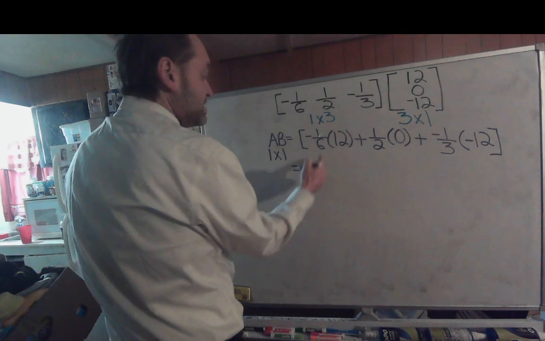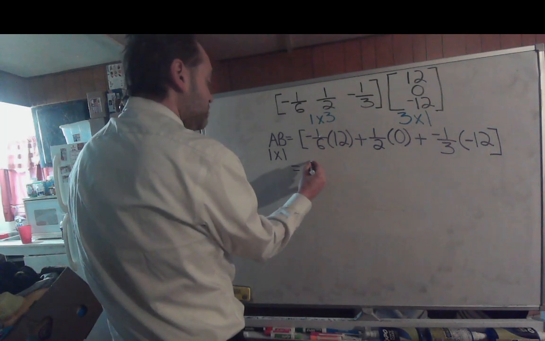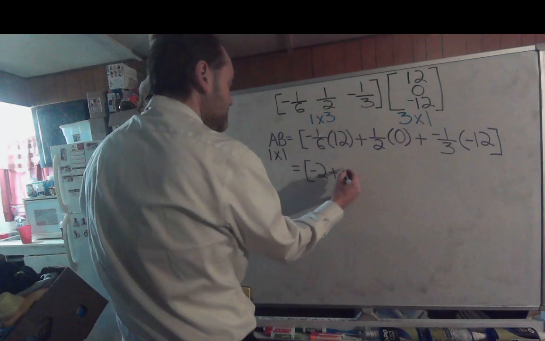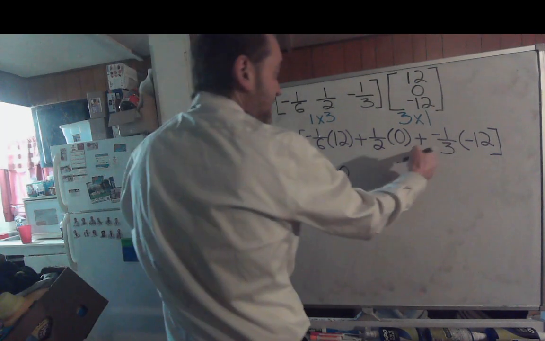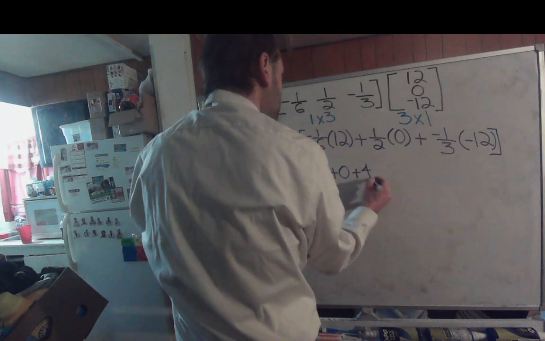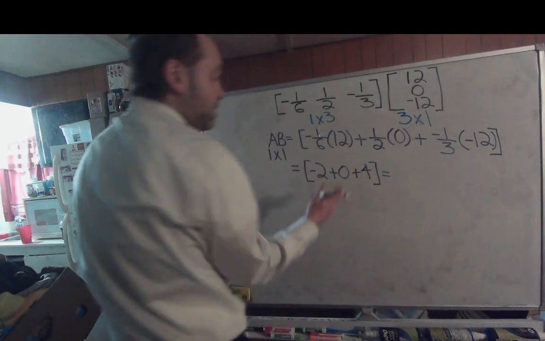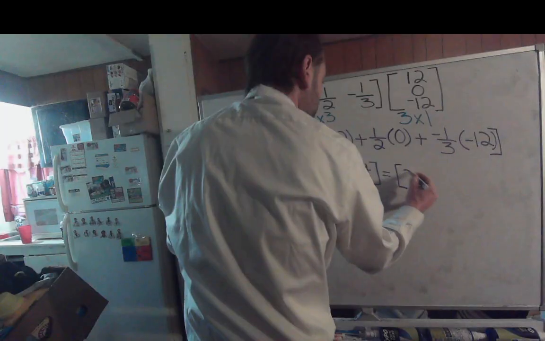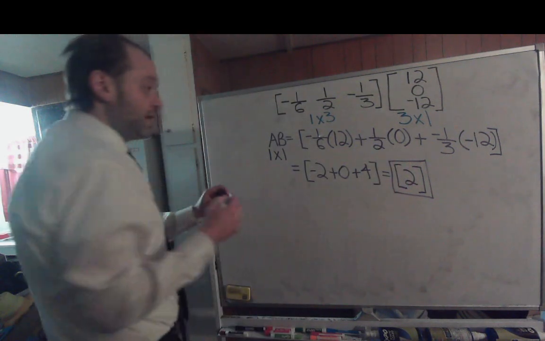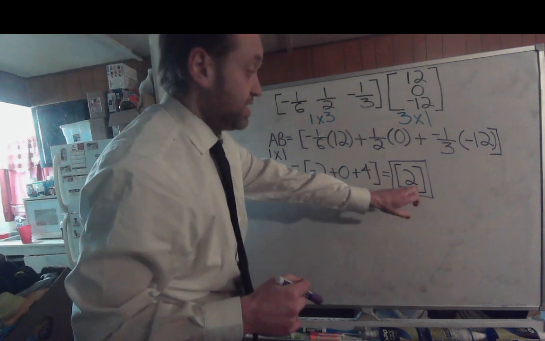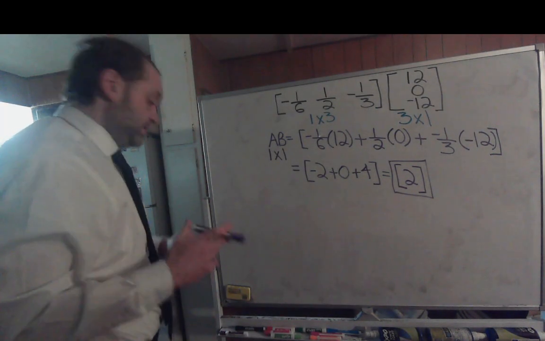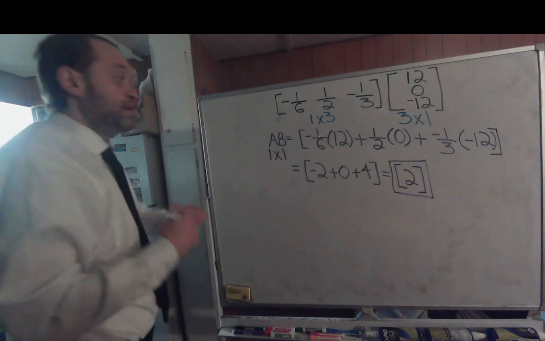So then, what's negative 1/6 times 12? Well, that's going to be negative 2, plus 1/2 times 0, which is 0, plus negative 1/3 times negative 12, that would be positive 4, which would literally give you a 1 by 1 matrix with just the number 2 in it. So matrix AB is a 1 by 1 matrix with literally just the number 2 in it. That's all it is.